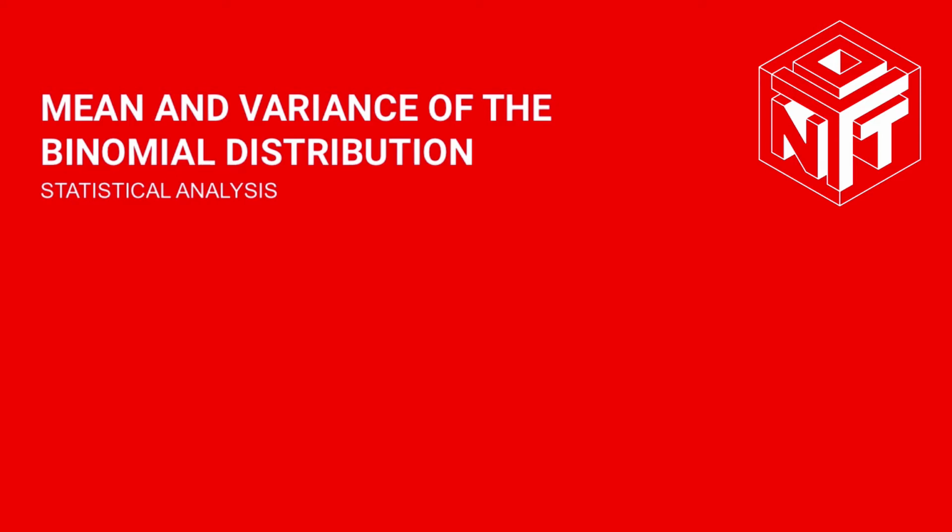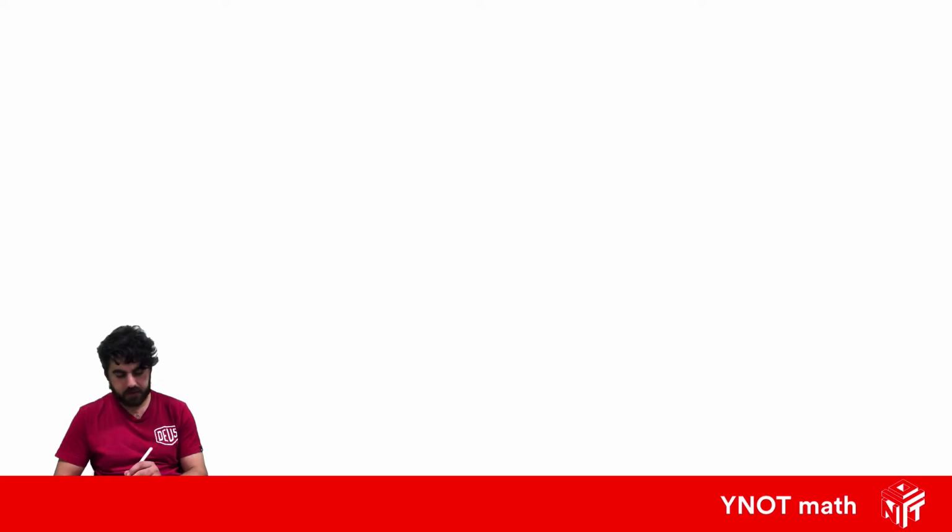Mean and variance of the binomial distribution. So for a binomial distribution, we can represent it as some value of x that is distributed with a binomial variable, with n being the number of trials and p being the probability of success. And if we have this situation, we can get a few results.